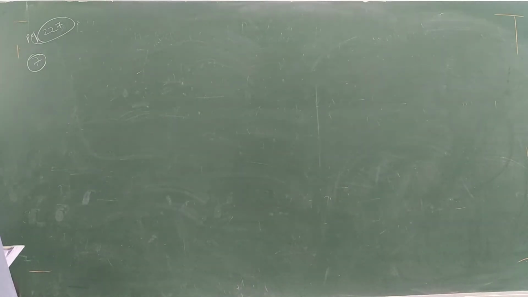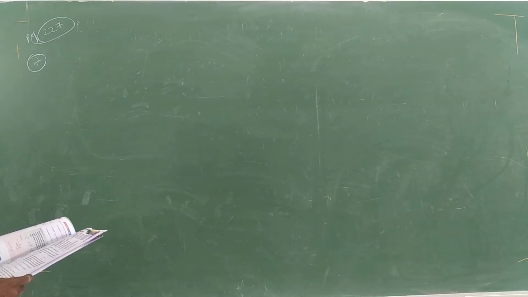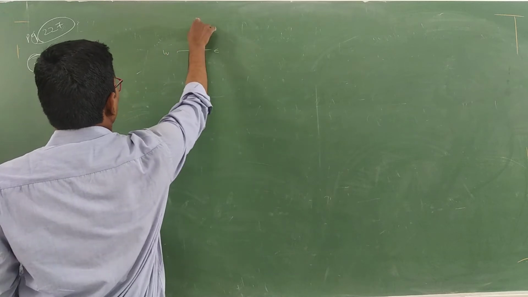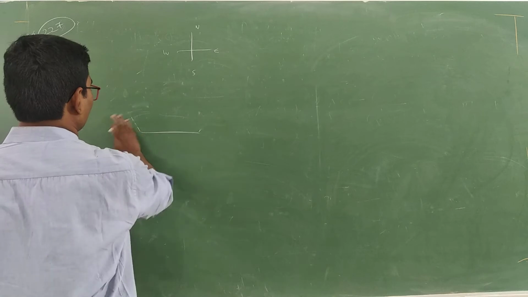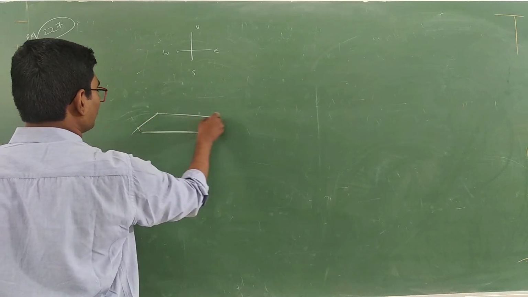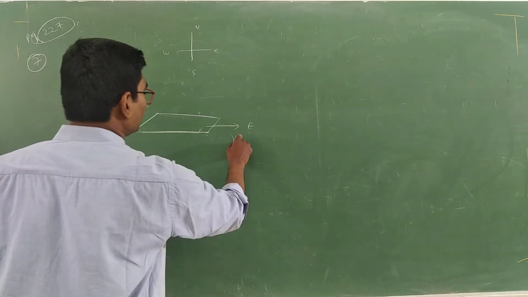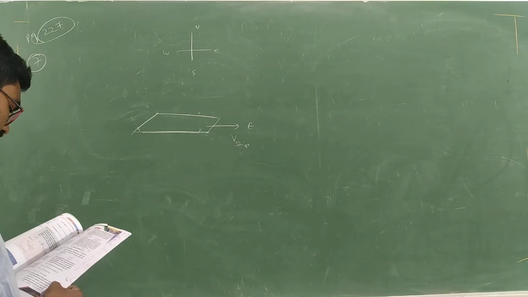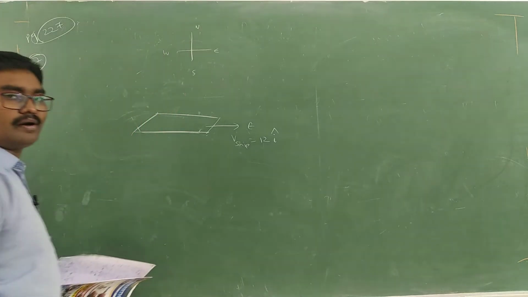Next, question 7. A ship is moving due east with a velocity of 12 meters per second. You know east, west, north, south. There is a big ship, and the ship is moving along east. What speed is it going? 12 meters per second. You just take it as 12i cap along east.